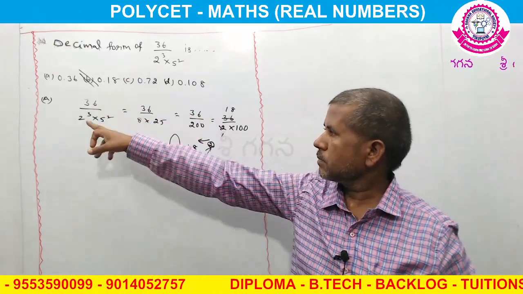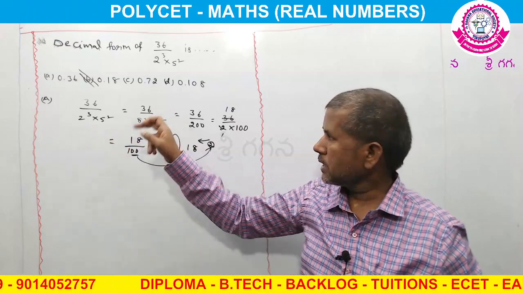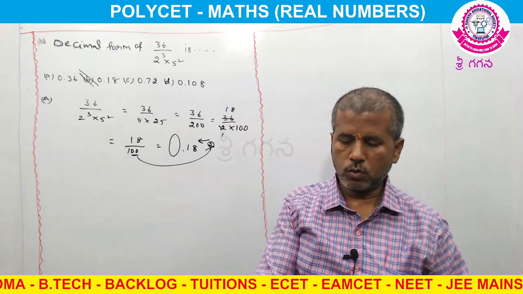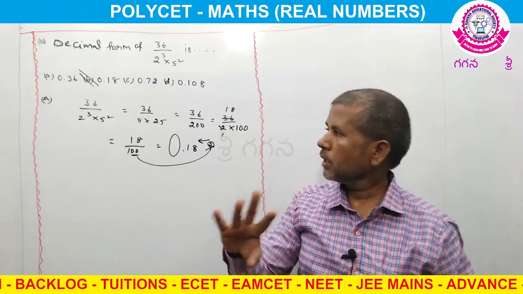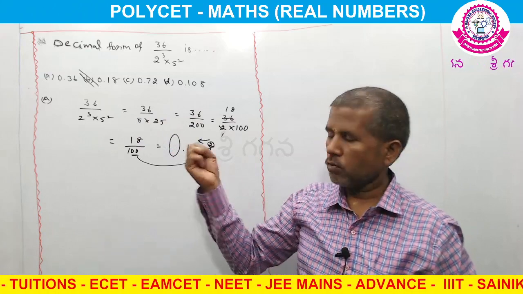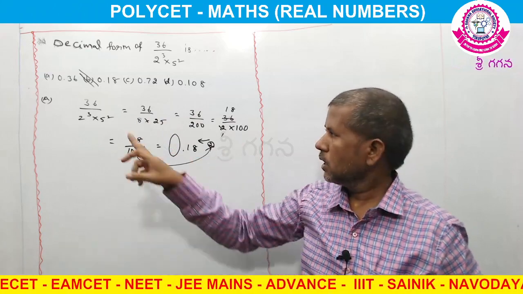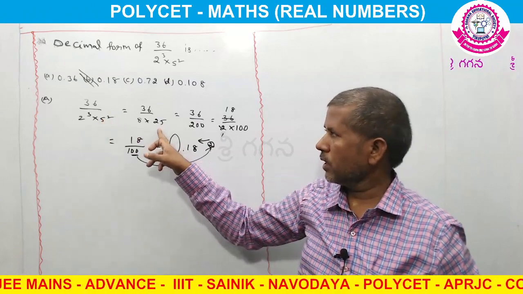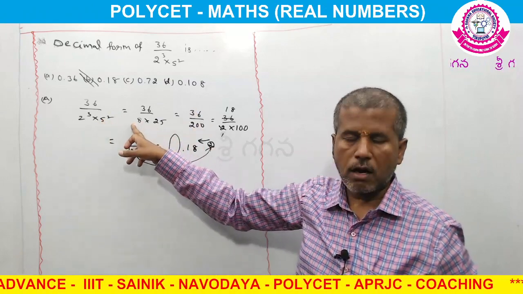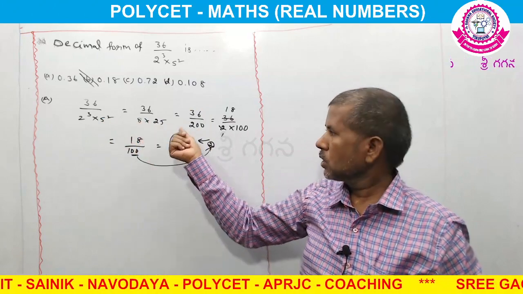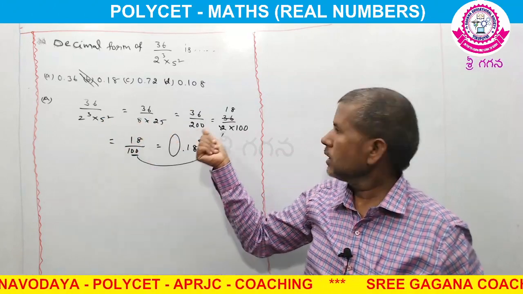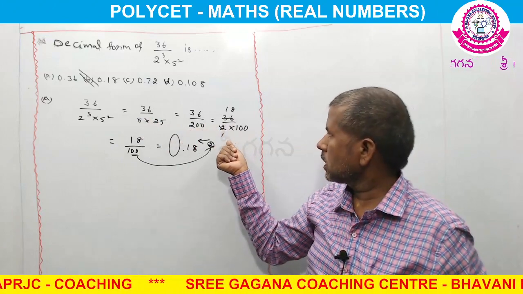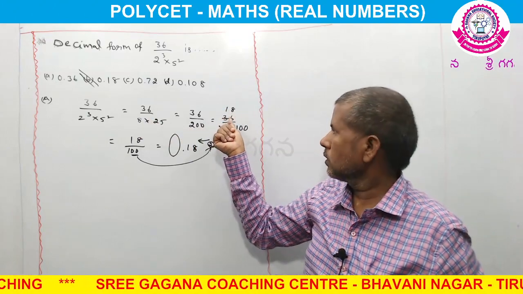Here 36 by 2 cubed into 5 square. 2 cubed means 2 three times multiplication, 2 into 2 into 2, 2 twos are 4, 4 twos are 8. Next, 5 square means 5 into 5, 2 times multiplication. Now 2 cubed means 8, 5 square means 25. 25 eights are 200, so 36 by 200, 2 into 100, so 2 ones are 2, 2 eights are 16, remainder 1.